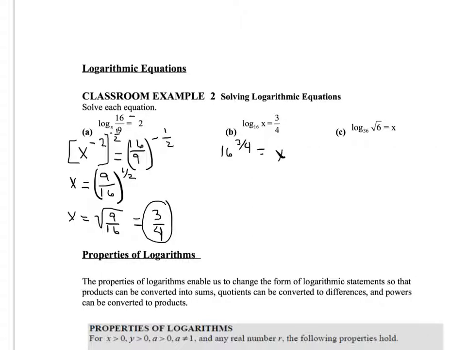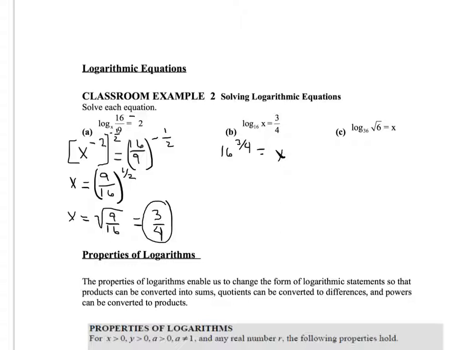Now you might be tempted to want to raise each side to the reciprocal power, but notice x is already by itself. I don't want to put some exponent on x because I'm trying to find out what x is equal to as it is. I just need to clean up or rewrite what 16 to the 3/4 power is.